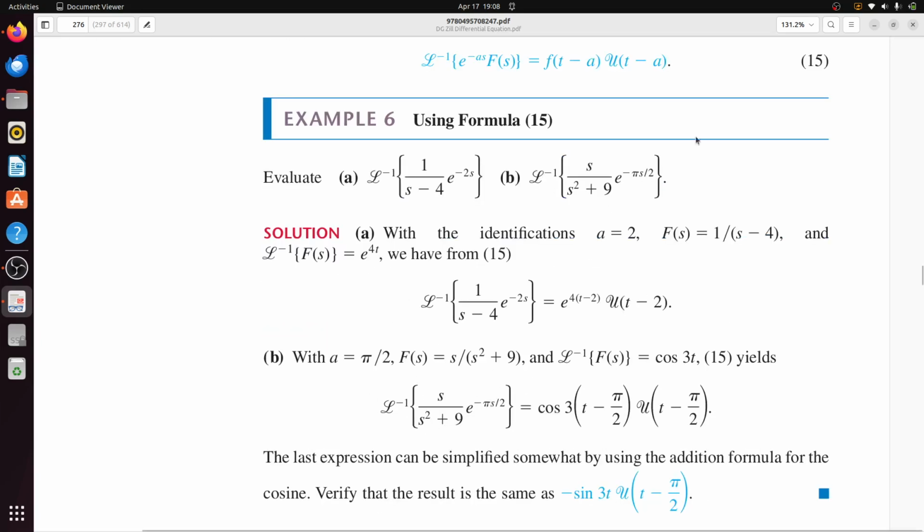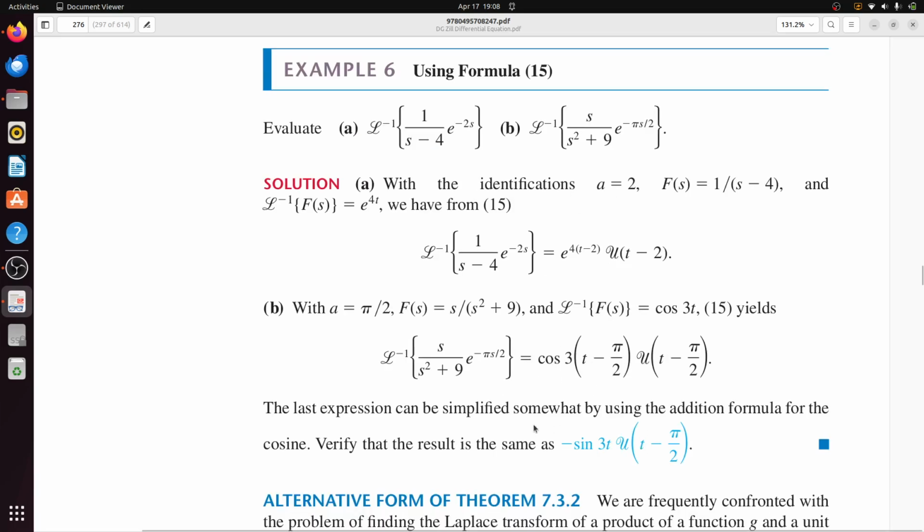Similarly, for s by s square plus 9, e to the power minus pi s by 2, the inverse Laplace transform will be cos 3 into t minus pi by 2, into u(t minus pi by 2). So this can be just cosine of this, and you can write it as minus sine 3t.